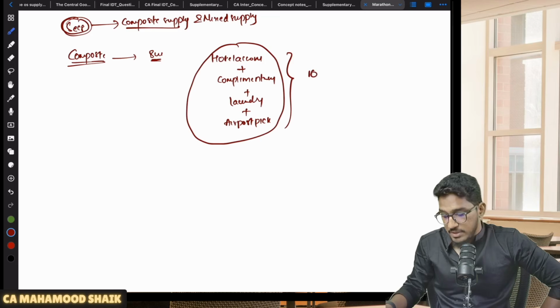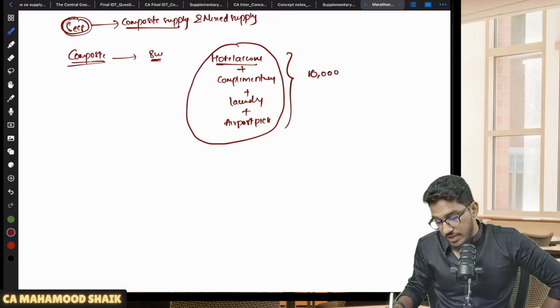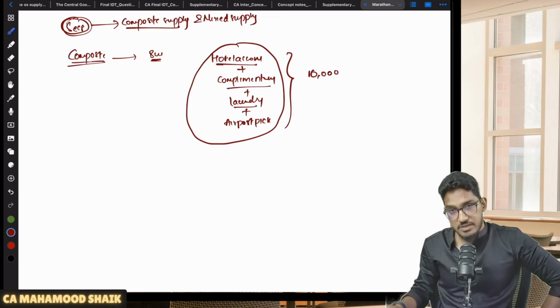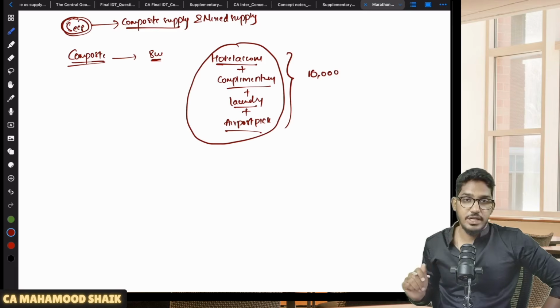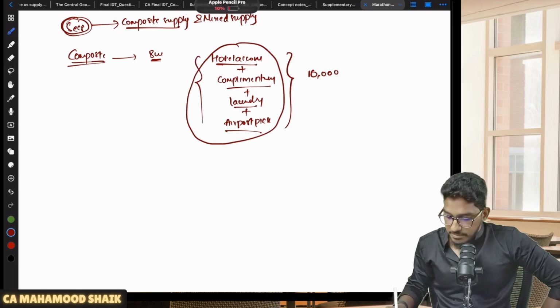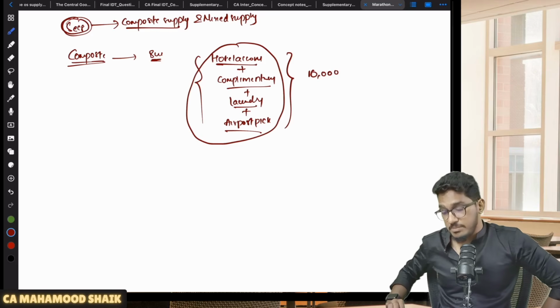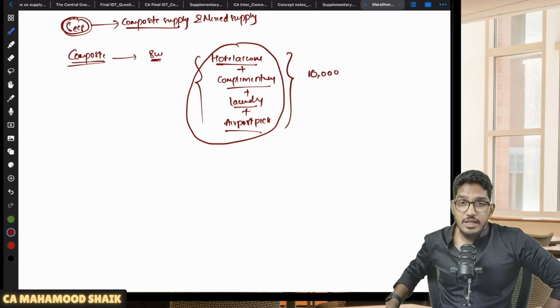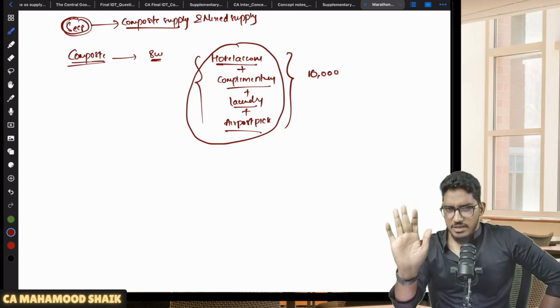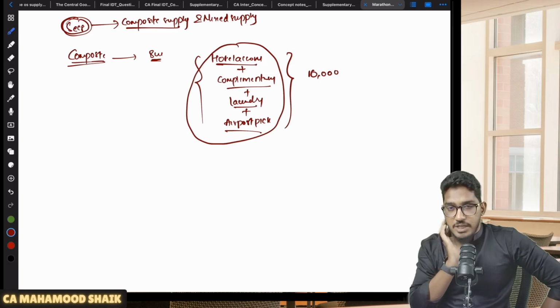Let us say, for example, you paid some 10,000 rupees. For that 10,000, you are going to get the hotel accommodation, the complimentary breakfast, the laundry services, and airport pickup and drop also. So now for a single price, you are going to get a combination. When two or more taxable supplies are getting provided, then we call it a composite supply. You're paying 10,000, but you are getting this much combination.